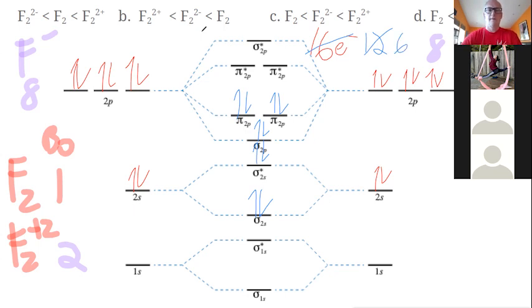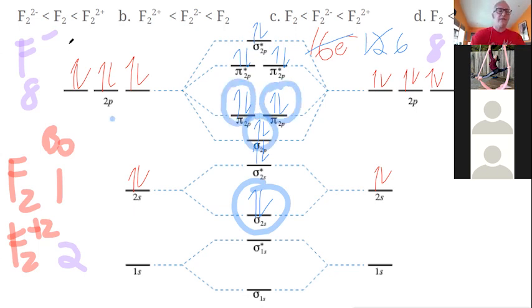And then you just fill the rest of them. So 6, I got 1, 2, 3, 4. I got 2 left, 1, 2. They're all completely filled. So what does that give us? Let's count the number of bonding electrons. How many bonding electrons do I have? 2, 4, 6, 8. So I have 8 bonding electrons. How many anti-bonding electrons do I have? 8. I also have 8.